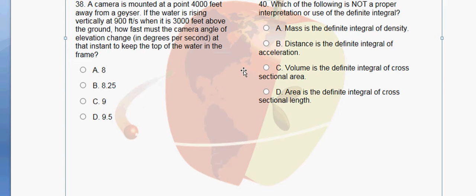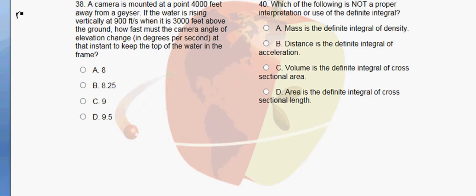The camera is mounted at a point 4,000 feet away from a geyser. If the water is rising vertically at 900 feet per second, when it is 3,000 feet above the ground, how fast must the camera angle of elevation change in degrees per second at that instant to keep the top of the water in the frame?